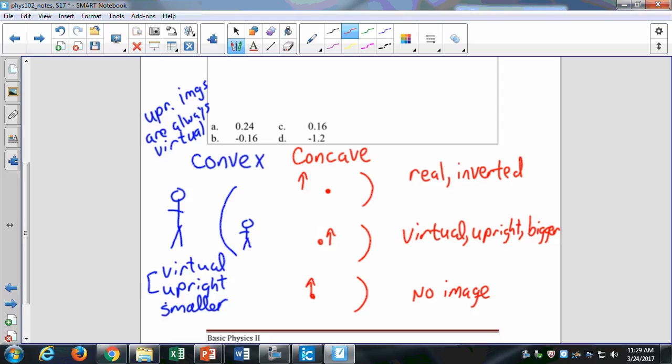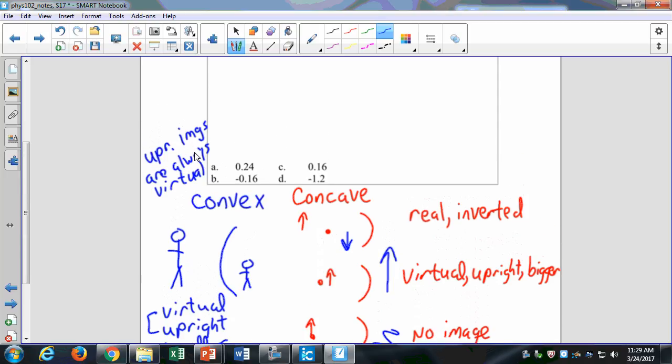So that's how we have here. When I'm outside the focal point, I have a real inverted image, and I'll do the images in blue, that image looks like that. When I'm outside the focal point, the image looks like that, right? And over here, I get no image at all. It just looks fuzzy.